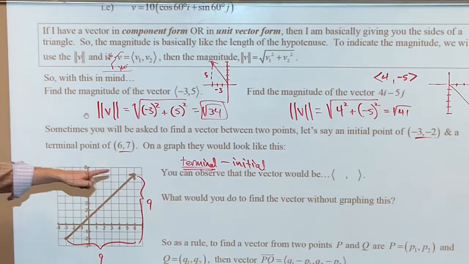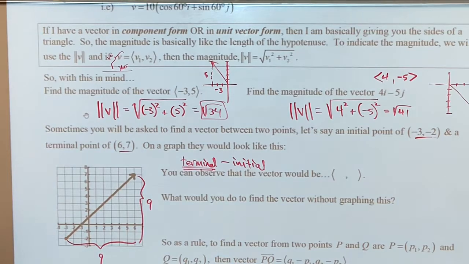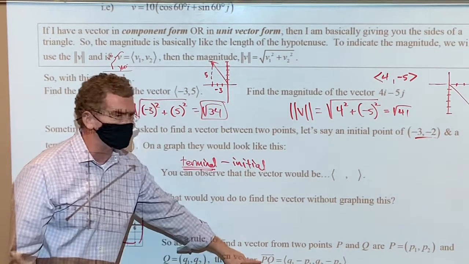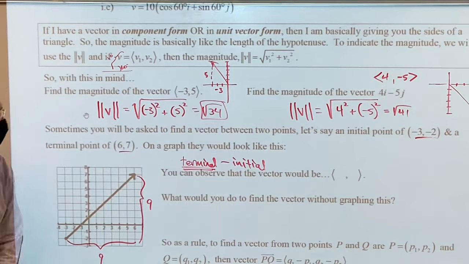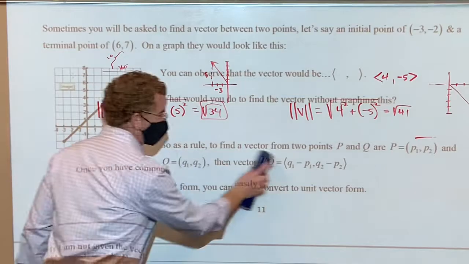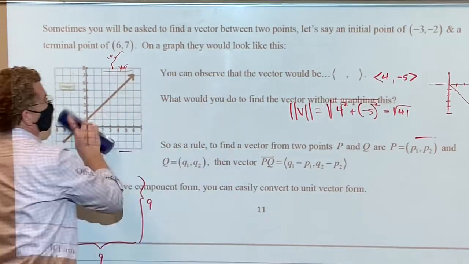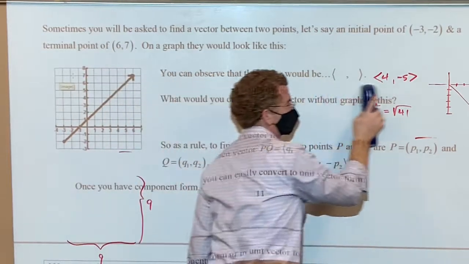So I can observe that it's 9, 9, right? But I really need to be thinking terminal minus initial. So when you see me right here at the bottom, I'm going to scroll up a little bit here. At the very bottom it says, for point PQ, for vector PQ, and notice what did I use above the vector?